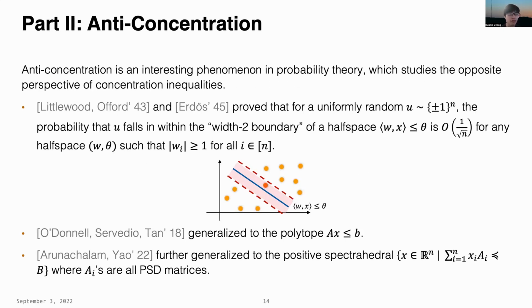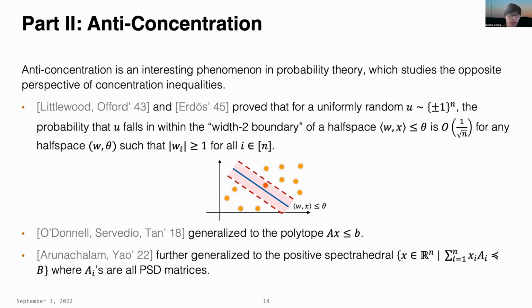Now let's switch gears to the second aspect, anti-concentration, which is an important phenomenon in probability theory. So the famous Littlewood-Offord theorem proves that for a uniformly random vector u in plus minus 1 to the n, the probability that u falls within the width-2 boundary of a half space, W x inner product at most theta, is at most 1 over square root of n for any half space. Here the boundary means the W and x inner product is in the interval of theta minus 1 to theta plus 1. And it also has some consequence that each coordinate of W should be at least 1.